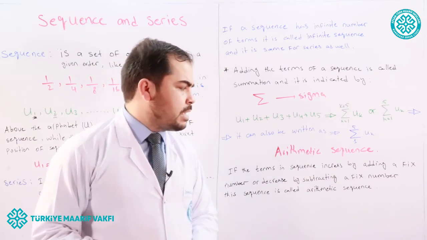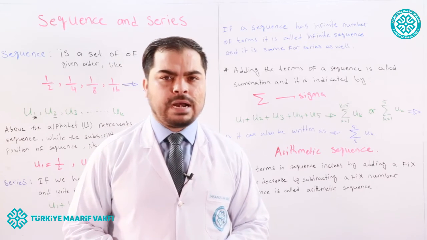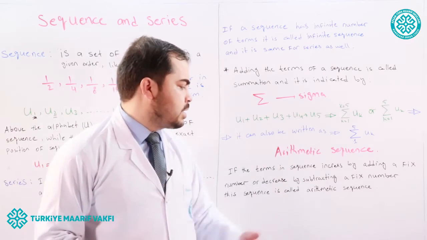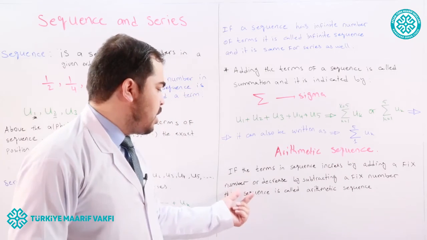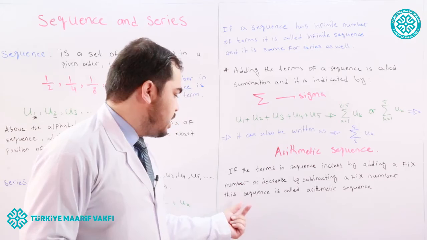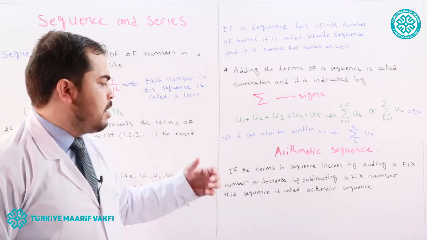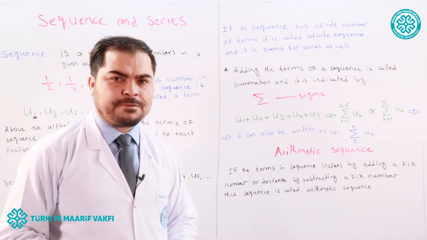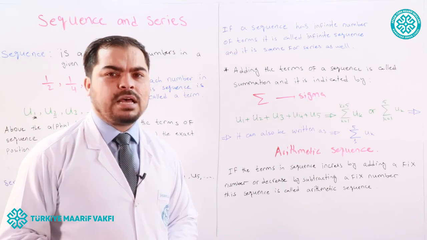Now we've studied general information about sequences and series. Now we are coming to our first type of sequence, which is the arithmetic sequence. If the terms in a sequence increase by adding a fixed number, or decrease by subtracting a fixed number, this sequence is called an arithmetic sequence. It means if we have some terms and we are adding or subtracting some number to find the next term, this is called an arithmetic sequence.